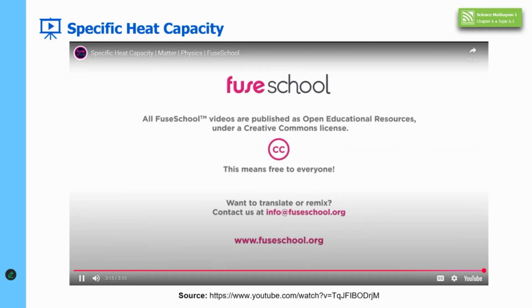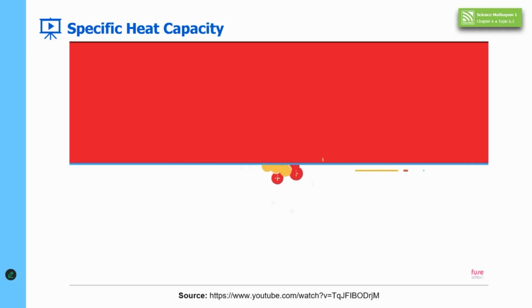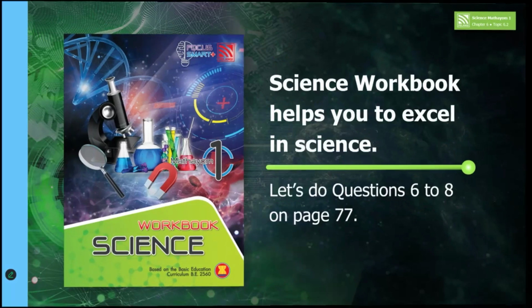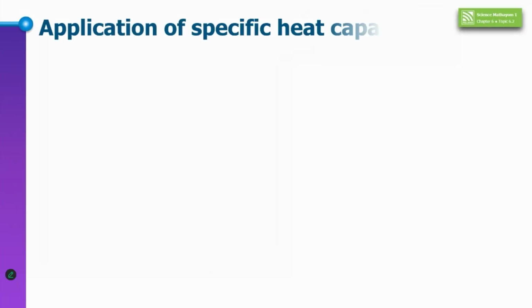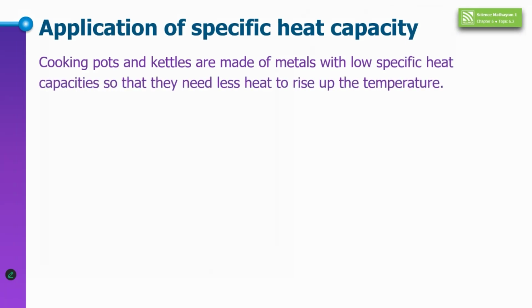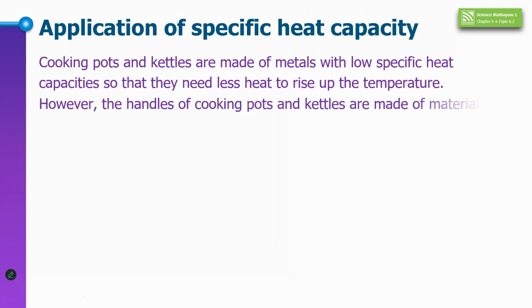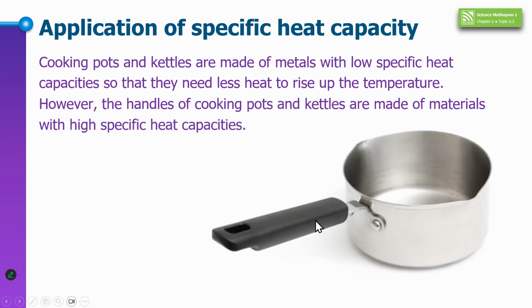All right. Now that you have watched it, it's time to go to your workbook, which you don't have right now, but we go directly to the application of specific heat capacity. Cooking pots and kettles are made of metals with low specific heat capacity so that they need less heat to rise up the temperature.